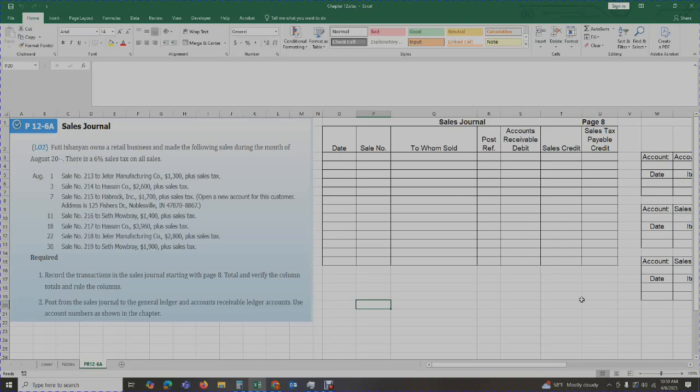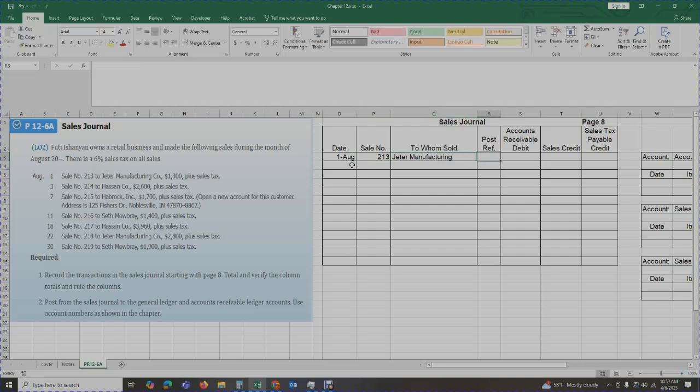So let's start off with August the 1st. We always start off in order when we do chronological order based on the date. The sale number is given as 213. Whom are we making the sale to? It says here we're making a sale to Jeter Manufacturing.